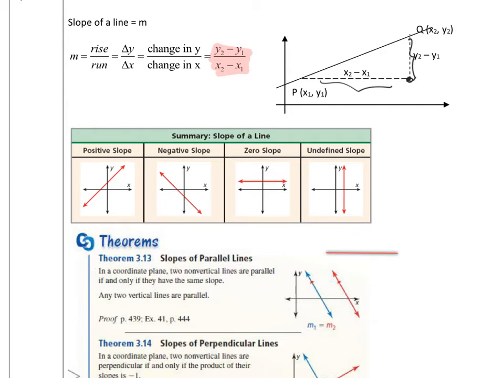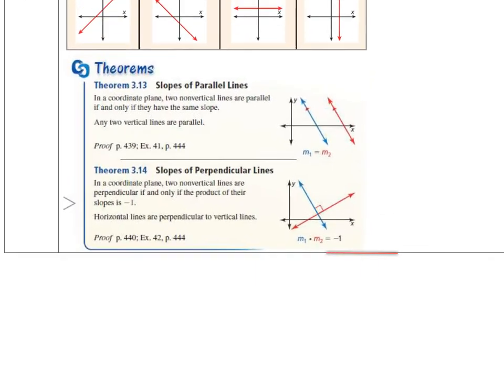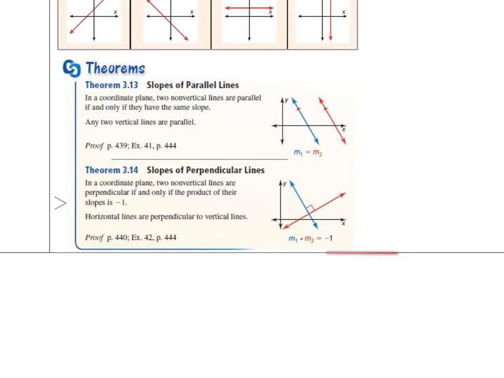All right, slopes of parallel lines. Slopes of parallel lines, the slopes will be exactly the same. So the slope of the blue will be the slope of the red. That's parallel. Find one, and the other will be the same. Perpendicular will be opposite and reciprocal. So if you multiply the two slopes, you'll get -1.